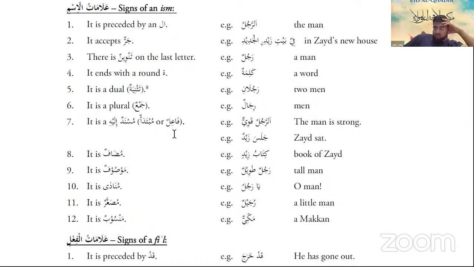Man is not the sifa. Sifa is the adjective. So the noun which has been described is rajulun. He's the mawsuf. Mawsuf means the thing which is being described. So in tall man, tall is the adjective, and the person who's been described is the man. Mawsuf is the noun which has been described, which is rajulun, and sifa is tall.